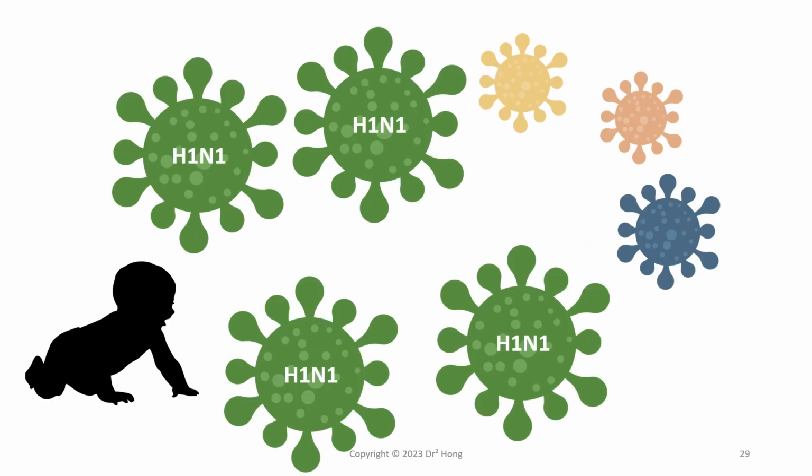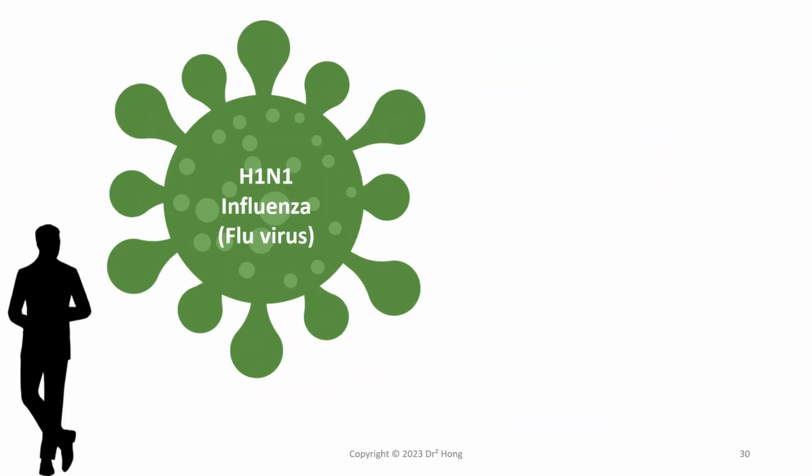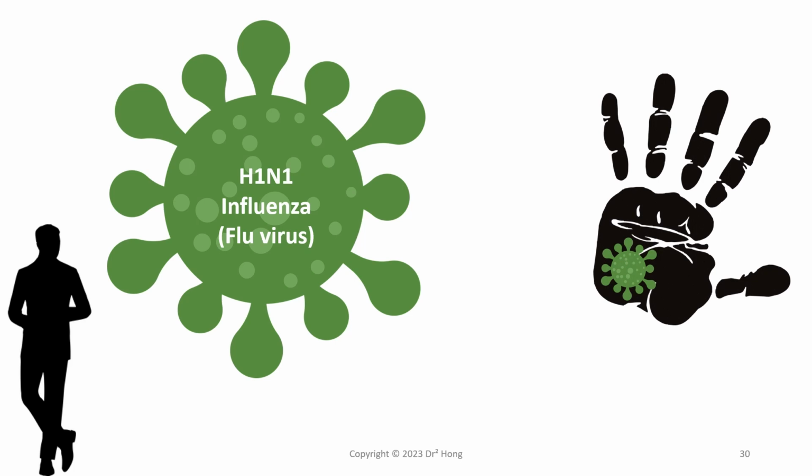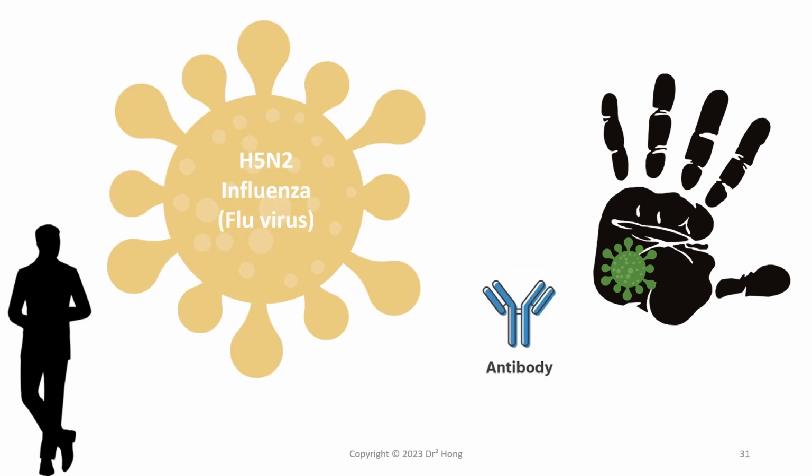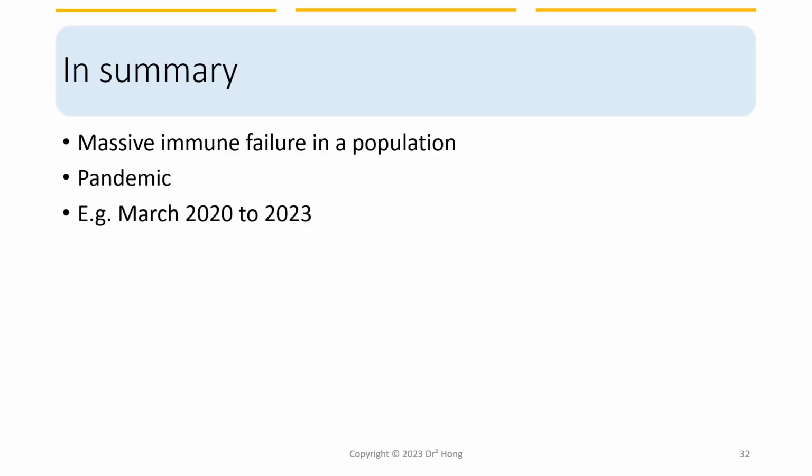When we are young, we develop an imprint of the most frequent flu virus strain at the time. When we are infected later in life, our immune system goes back to the imprint we first learned. If this strain is similar to the imprinted strain, we would have no problem clearing this virus. But if it is a different strain, the antibody generated would not work as well and the risk of infection would increase. In summary, a massive event of immune failure in a population could lead to a pandemic or an epidemic. Our generation has lived through such an event since March 2020.